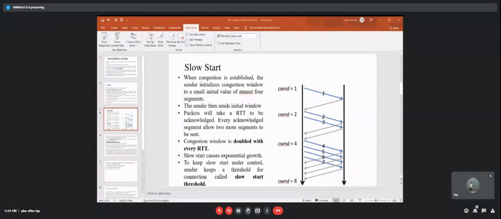Whenever there are more packets and there is no limit for the congestion window, we can say the congestion may be more in the network. It means that the congestion window size goes on doubling every time. It is exponential growth, so it leads to more packets in the network. In order to put a control on that, we can set some threshold value for the congestion window. What is the threshold value? We call it the slow start threshold.